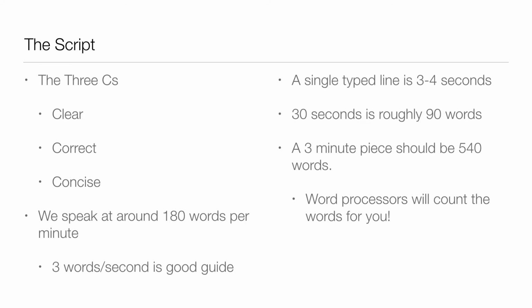Here's some nuts and bolts information. We speak at around about 180 words per minute. Well, some Irish people speak faster, but you're talking about 3 words per second. So that means a single typed line should take somebody about 3 or 4 seconds to say, and 90 words should probably take somebody about 30 seconds. So a 3-minute piece would be about 540 words, which is about 1 A4 page-ish.